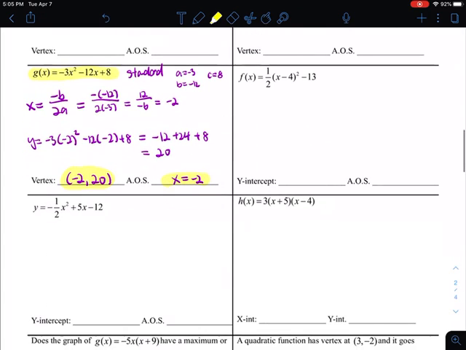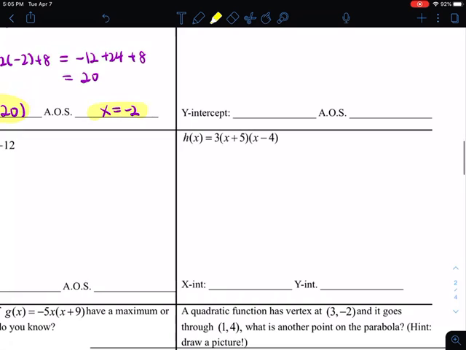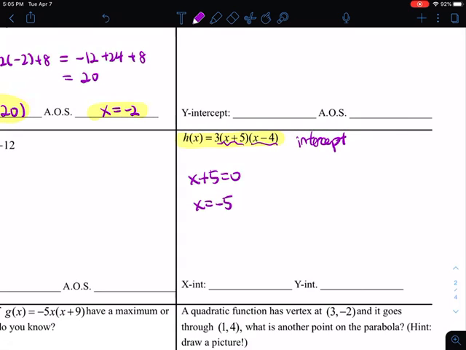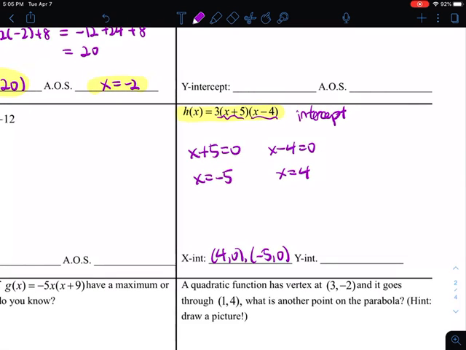There it is. Okay, and then let's look at maybe this one over here, h of x. Here I'm asked to find the x-intercept and the y-intercept. Now this is in intercept form, so right away we can find our x-intercepts. We can just set each of these factors equal to 0. So x plus 5 equals 0, we get x equals negative 5. x minus 4 equals 0, we get x equals 4. And make sure you write these as points: negative 5, 0 and 4, 0.